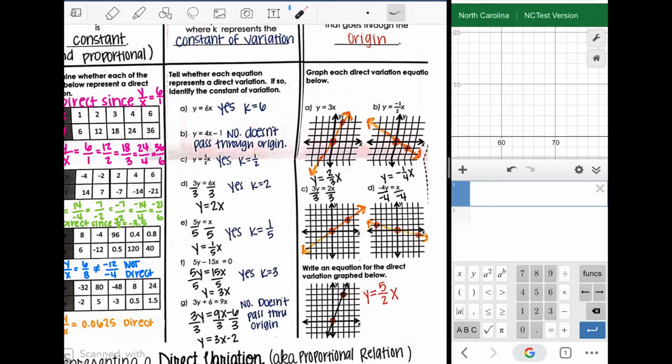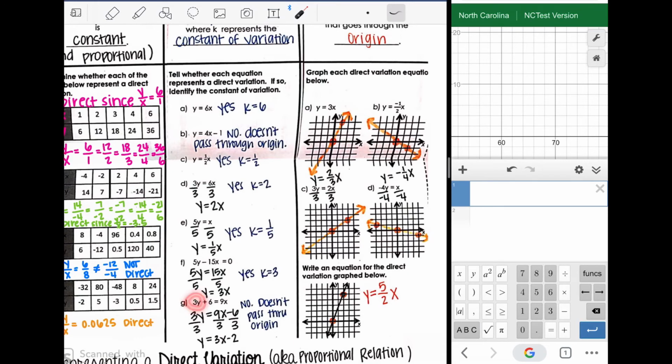Then for part F, that one looks a little bit more complicated, but we always want to check to see, can we make it look like y equals kx? So first, we want to have y on the left and x on the right. So we essentially added 15 to both sides. Okay, so we ended up with 5y equals 15x. Then we divide by 5 on both sides, simplify, and we get y equals 3x. So that is a direct variation where the k value is 3.